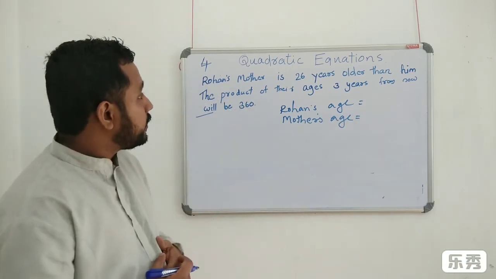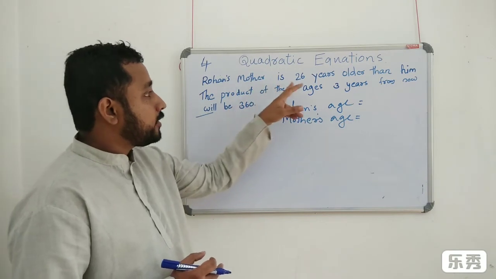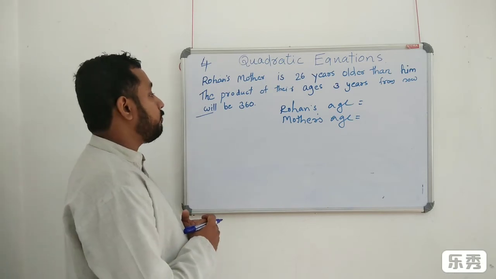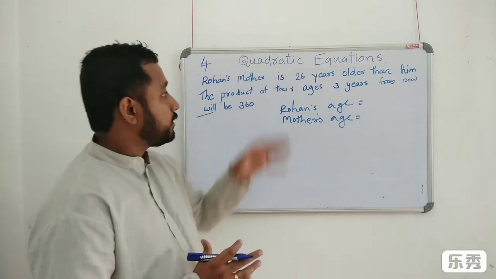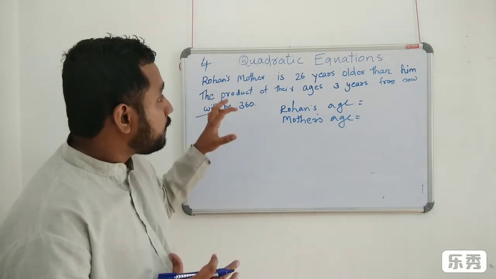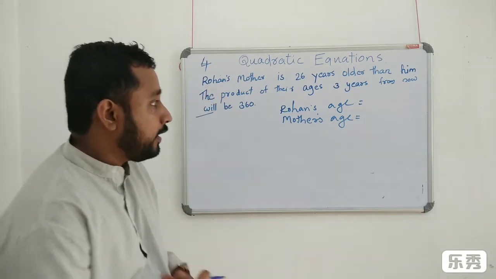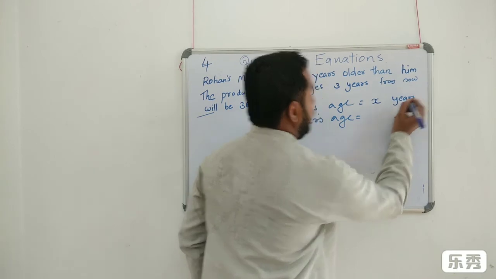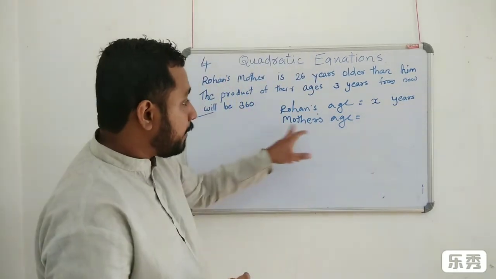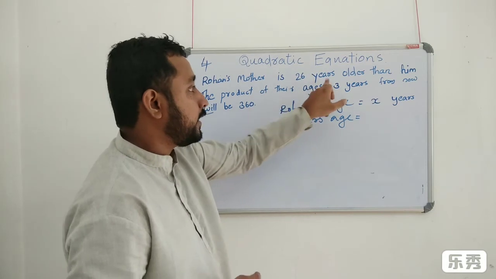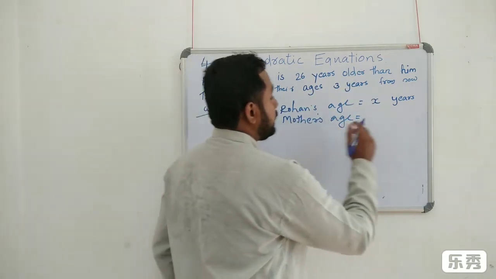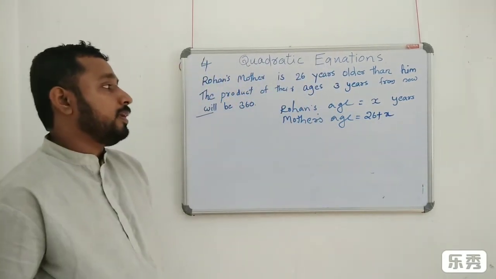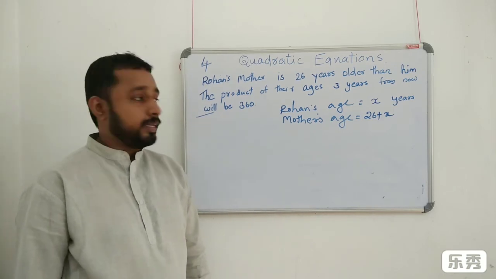Let us discuss another situation. Rohan's mother is 26 years older than him. The product of their ages 3 years from now will be 360. You have to write this situation in quadratic equation form. Let us take Rohan's age as x years. Rohan's mother is 26 years older than him, so mother's age is x plus 26 years.